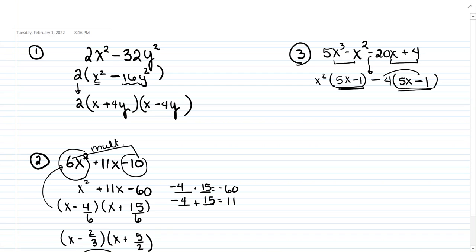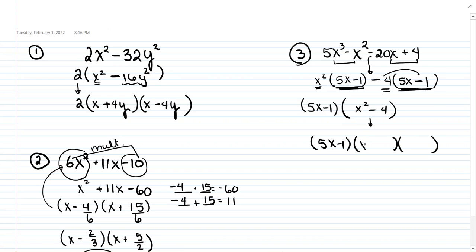When you factor by grouping, you then have to take out the factor in common, in this case the 5x minus 1. What you're left with then is the x squared and the minus 4. Then again, this factor is the difference of squares. You bring down what you've already factored out, and then the difference of squares. To get x squared, it's x times x. Signs have to be opposites, and then to get 4 is 2 times 2. This would be completely factored.